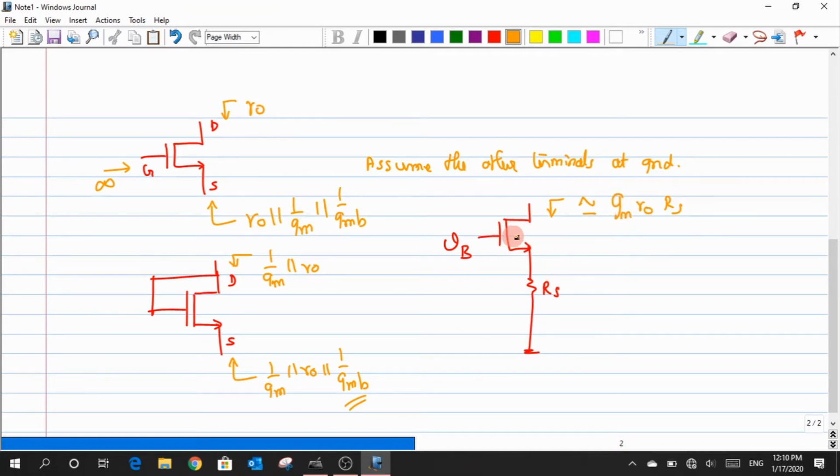But we know that the source is not exactly at ground, due to which it leads to a GMB factor, so I just add a prime to it. That completes the approximated formula. But this is not the complete expression for this R out. So what else has to be added?